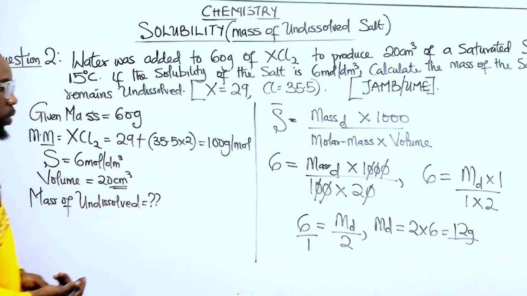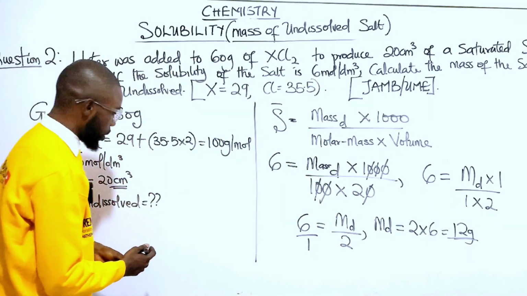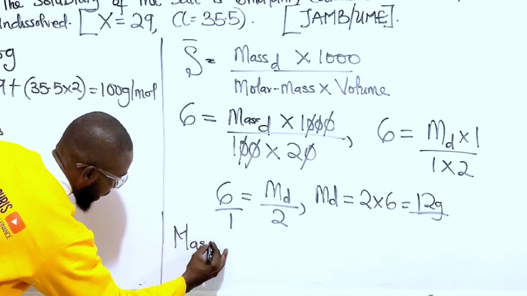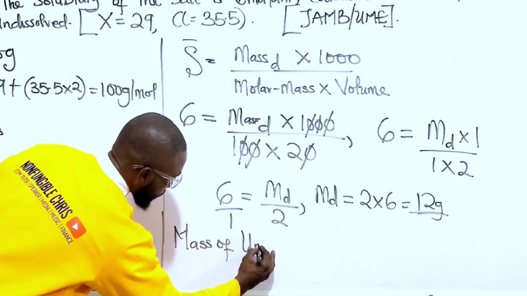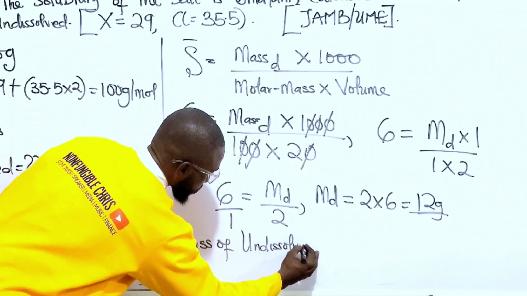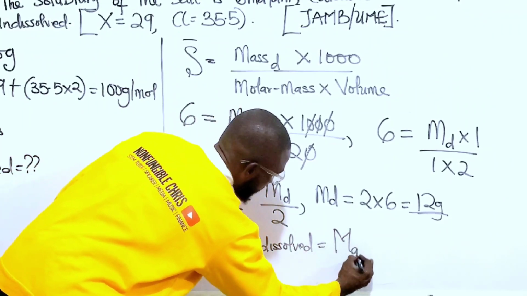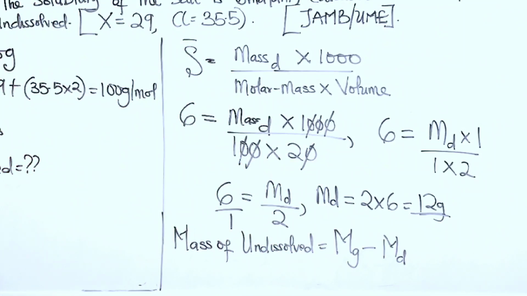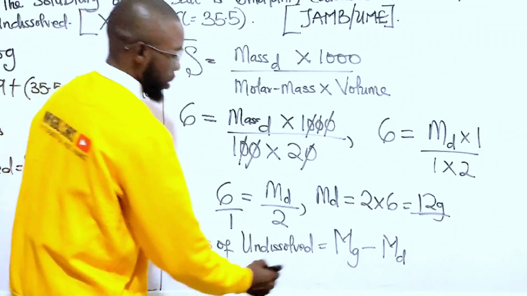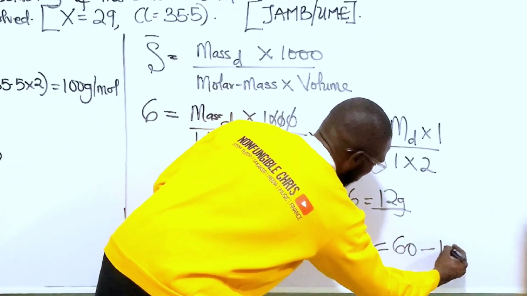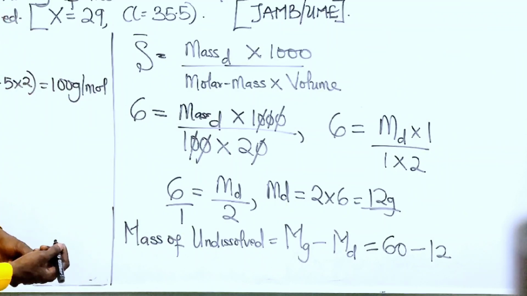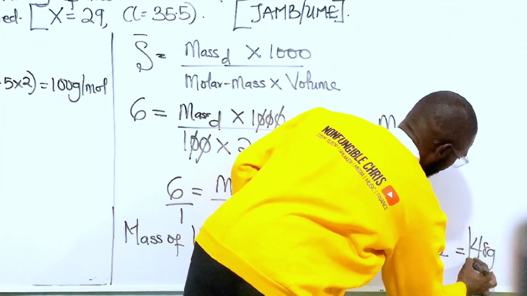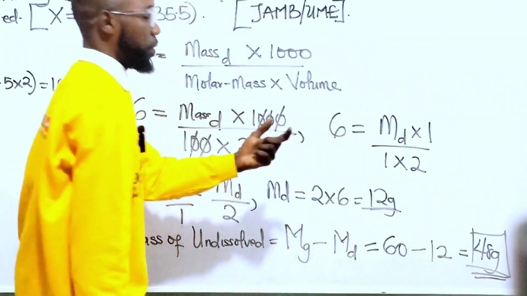That's the mass of dissolved, right? So if we're looking for mass of undissolved, mass of undissolved is equal to mass of given minus mass of dissolved. We have our given mass at 60, therefore it is 60 minus 12. That should be 48, right? So mass of undissolved is 48 grams. Simple as ABC. Very simple, right?